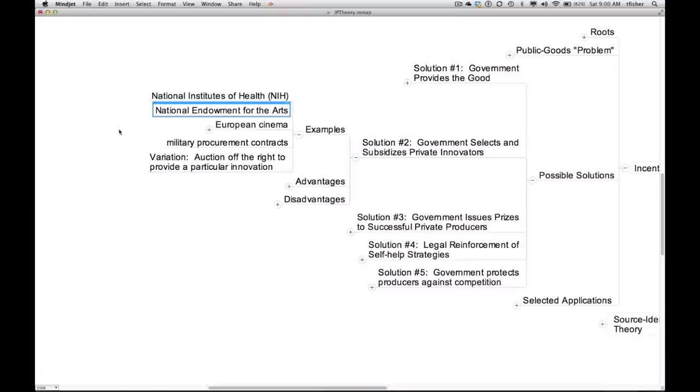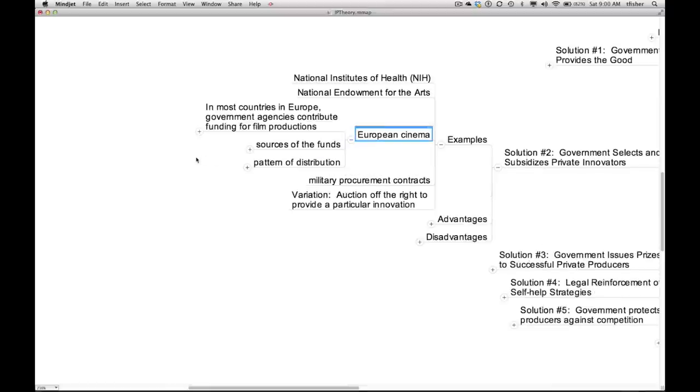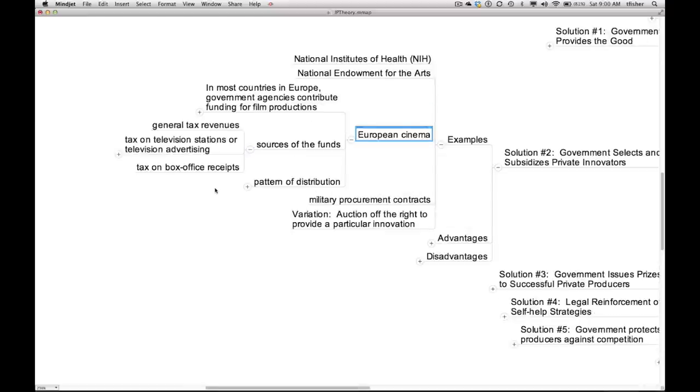In Europe, governments commonly subsidize private filmmakers. In other words, give them grants that supplement the money they can earn from box office revenues, performance licenses, and so forth. Where do the European governments get the money that they then pay to the filmmakers? Well, sometimes from general tax revenues, sometimes by taxing television stations or television advertising. Implicit in this portion of the system is a controversial judgment that film is a more worthy art form than television programming.